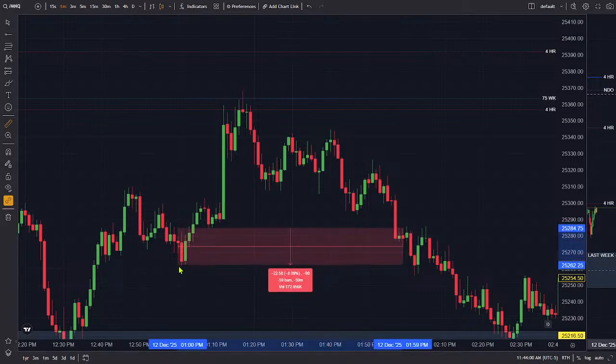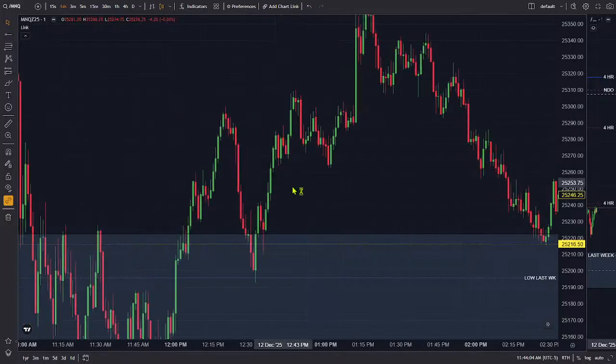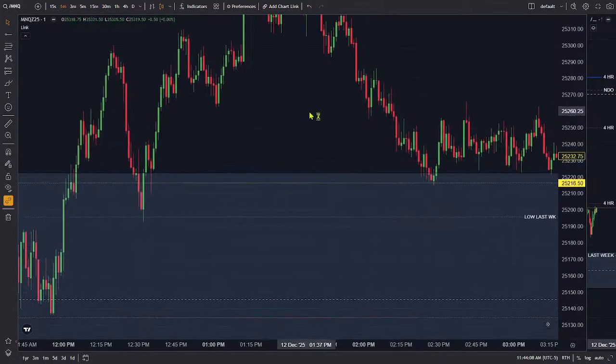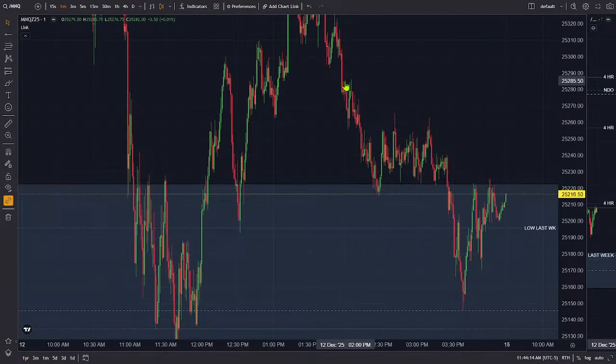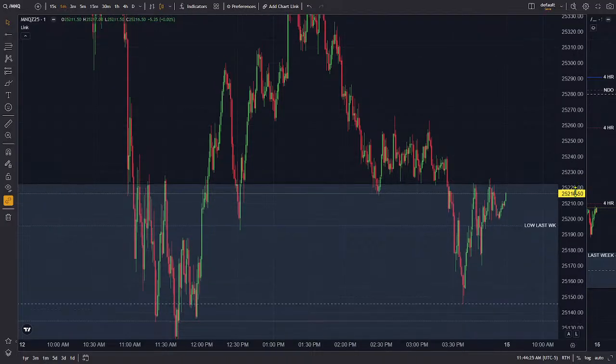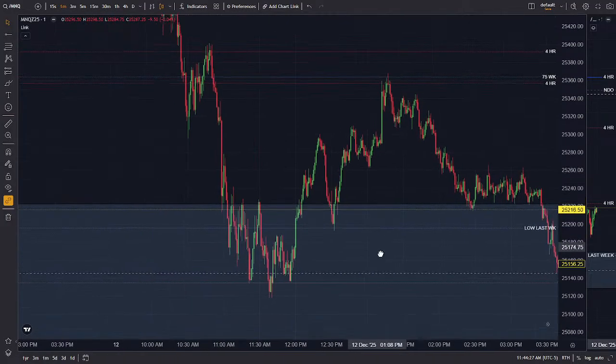But that would have got you 22 points on NQ. And if you aim for this low, you would have gotten it as well. I think, yeah, you would have gotten that one as well. So that late in the day, we're going into power hour. It gets real choppy. Signals are not as clean. But both of these, the upper and the lower, were good.